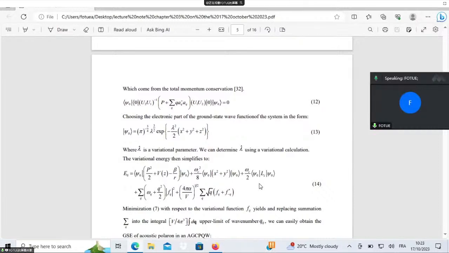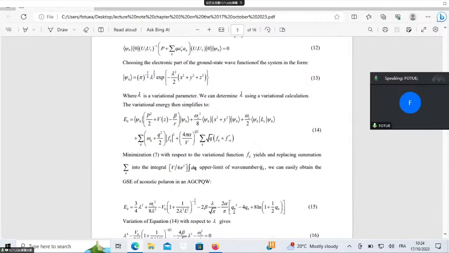Also, instead of having the value of the ground state energy, let us change this discrete sum. The discrete sum is appearing in this expression and in this expression by the integral form. This discrete form is changed by the integral form by considering V on 4 pi cube, the volumic integral of GQ. And as we integrate with respect to GQ, we should remember that the upper limit of this integral will be the cutoff wave number Q0. And from here, we obtain this expression.